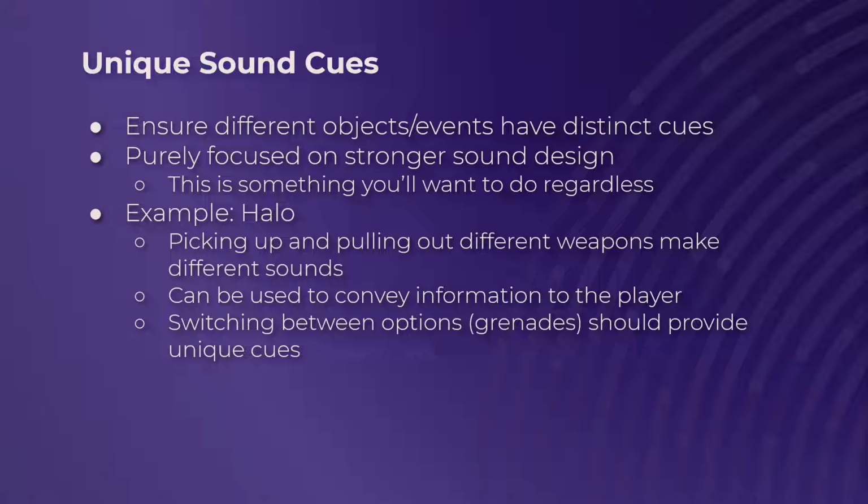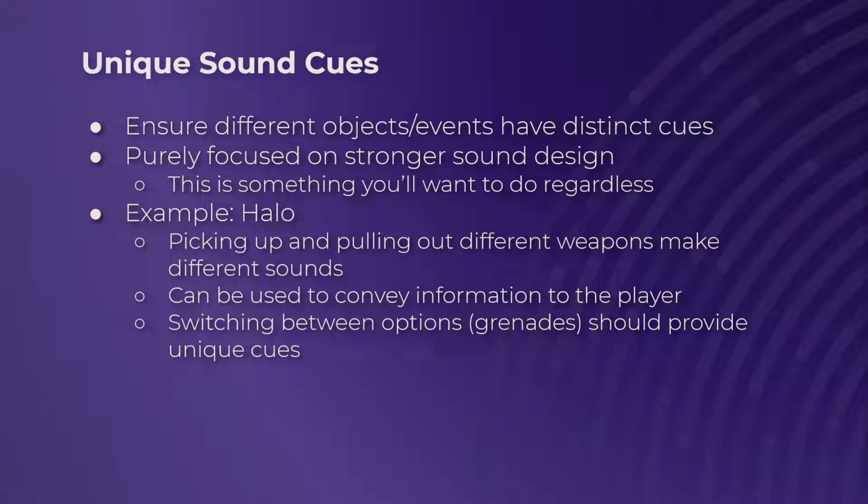And then there's something like switching between options. So grenades, in the example of Halo, should provide different sound cues as well. In a game like Halo Reach, for example, if you switch between the two grenade types, it would make a different sound to tell you that you have a frag grenade equipped or the plasma grenade equipped. Whereas in Halo 4, it removed that and just had one sound that played when you switch grenades. So you have no idea what kind of grenade you have equipped until you throw it.